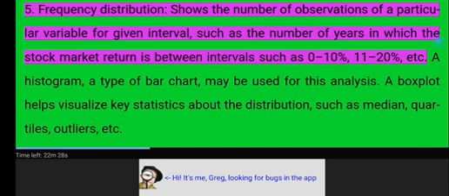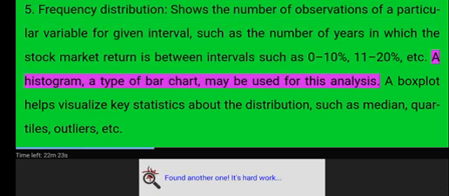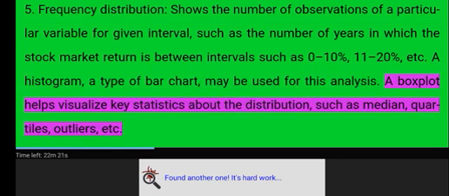5. Frequency distribution shows the number of observations of a particular variable for a given interval, such as the number of years in which the stock market return is between intervals such as 0-10%, 11-20%, etc. A histogram, a type of bar chart, may be used for this analysis. A box plot helps visualize key statistics about the distribution, such as median, quartiles, outliers, etc.